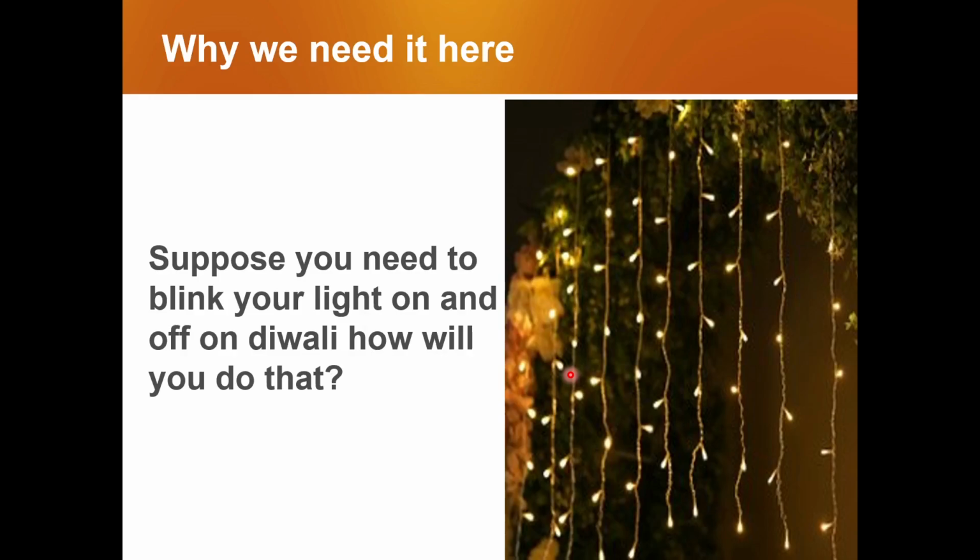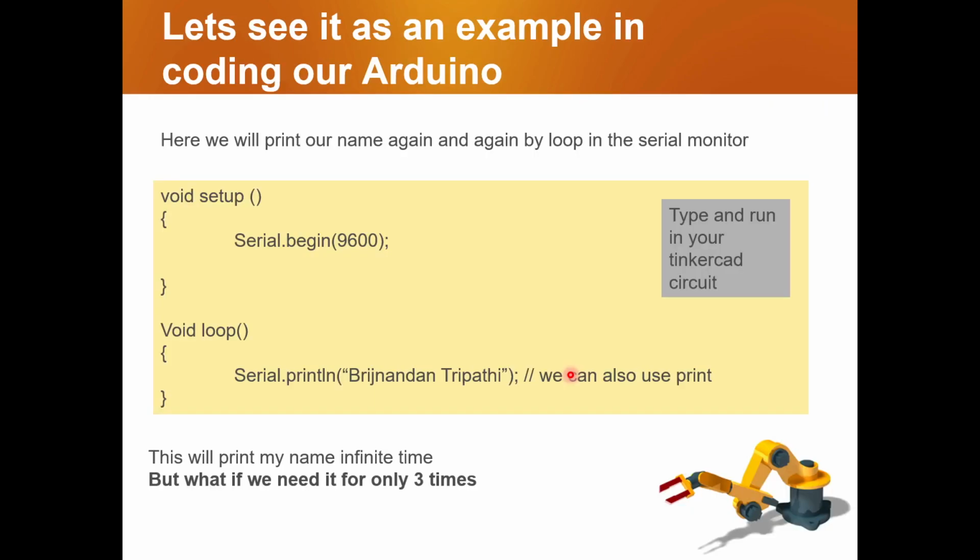Let's understand it with one basic example. Suppose you need to blink your light on and off on Diwali. How will you do that? When I say on and off, it means you are going to repeat this process. You want your light first to turn on, then off, then on, then off. So this is a continuous repetition of turning on and off. This is one basic example where you will need it in your circuit or in your LED bulb. Okay, so let's understand it by coding.